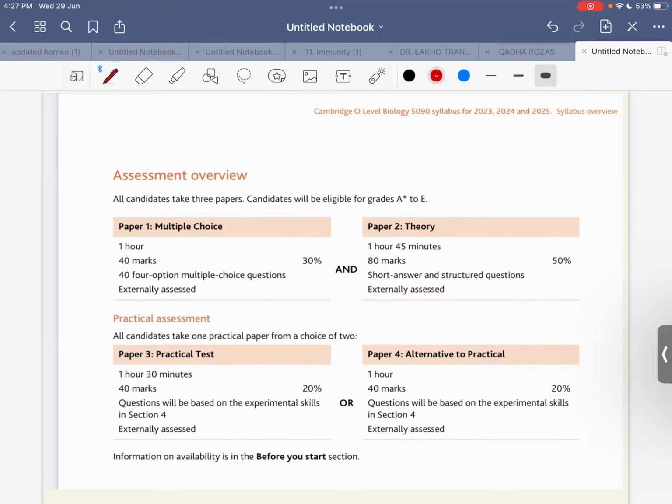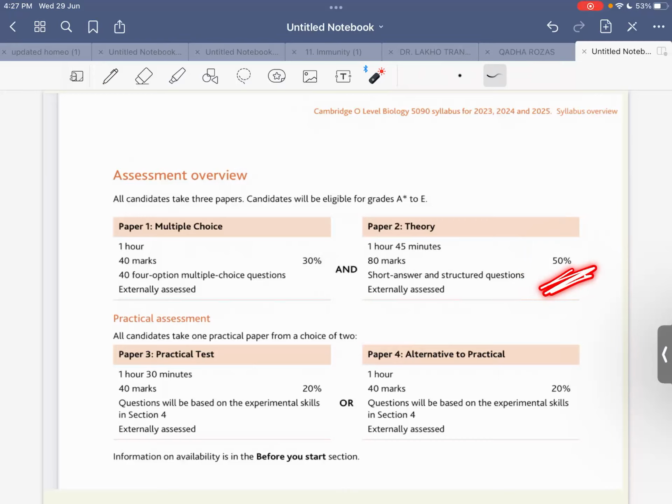of 40 marks, which comprises 30% of the weightage of the total paper, right? The total paper, let's say it has 100% weightage, so out of that 30% weightage is for paper 1, where we have 40 multiple choice questions, externally assessed. And then we have paper 2, which is a 1 hour 45-minute long paper of 80 marks, comprising 50% of the weightage of the biology paper.